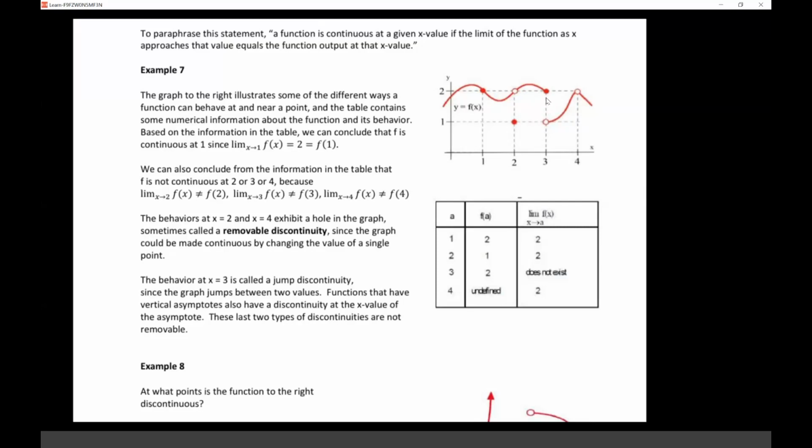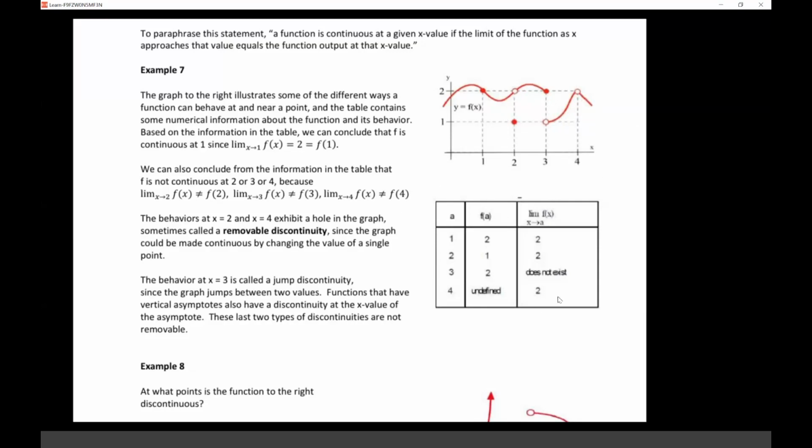So take a look at the graph. This function has a hole at 2. That's a discontinuity. This function has a jump at 3. That's a discontinuity. Here you also have a problem because although your limit exists and is equal to 2, there's no function value at x equals 4. Again, your limit can't equal something that doesn't exist. So this is not continuous at x equals 4. There's a hole there. So hole, jump, hole. Those are discontinuities.